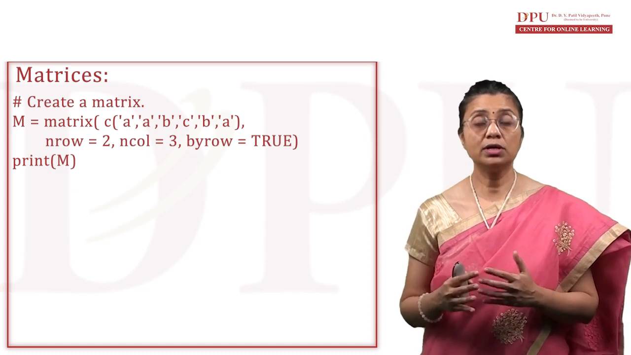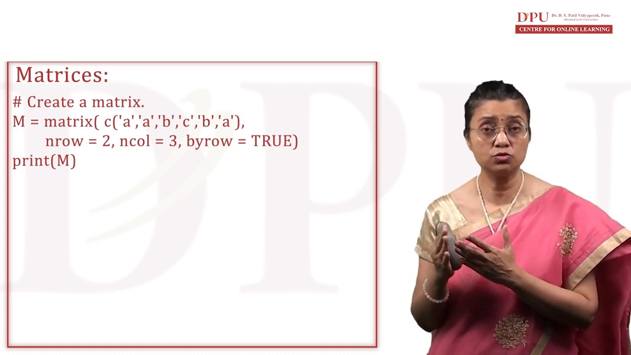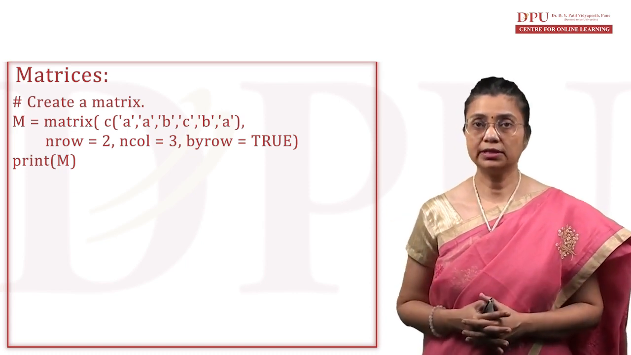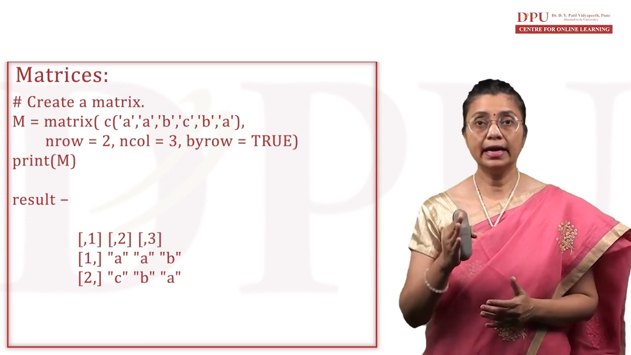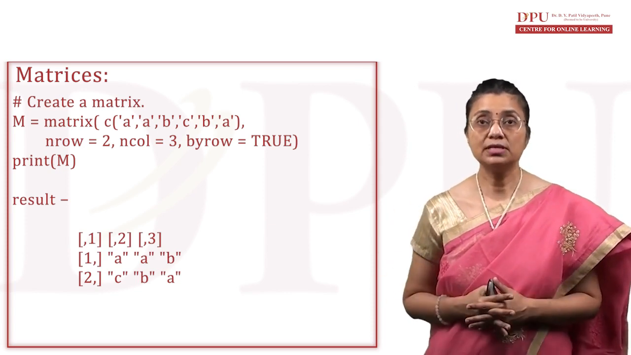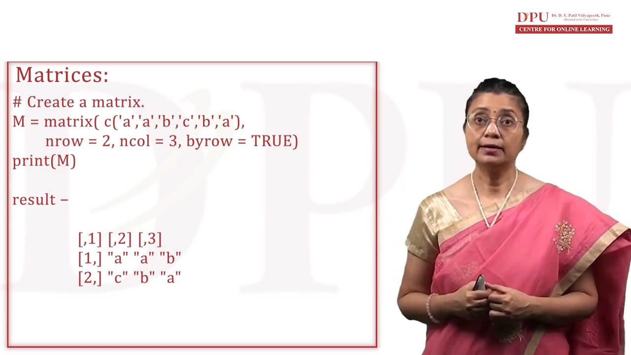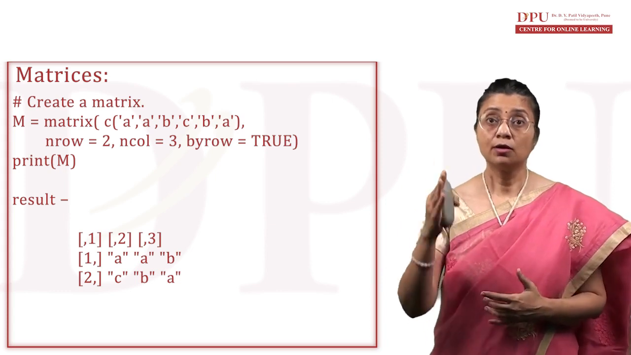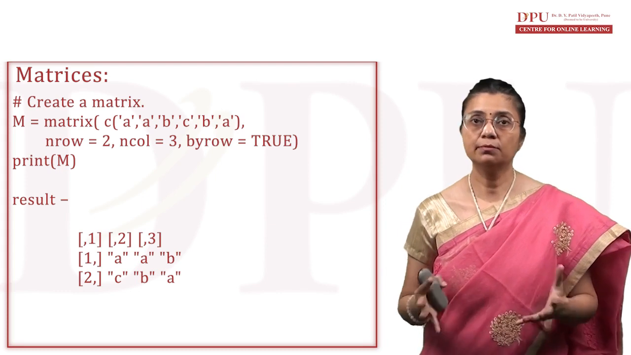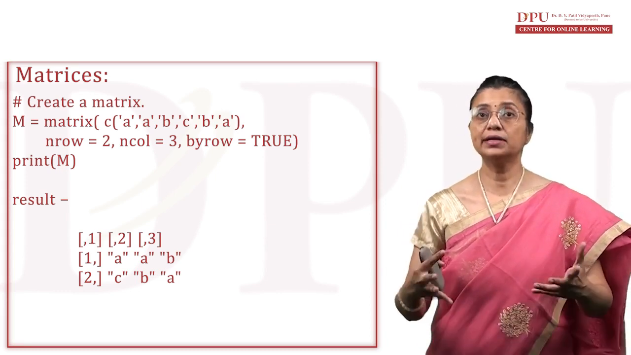And byrow equals TRUE, which means I have to fill this list of values, the vector, row by row. So you can see the result over here. The result is A A B, and in the next row it is C B A. So if byrow is TRUE, row by row the values will be filled, and if byrow is FALSE, column by column the values will be filled into the matrix of given number of rows and given number of columns.